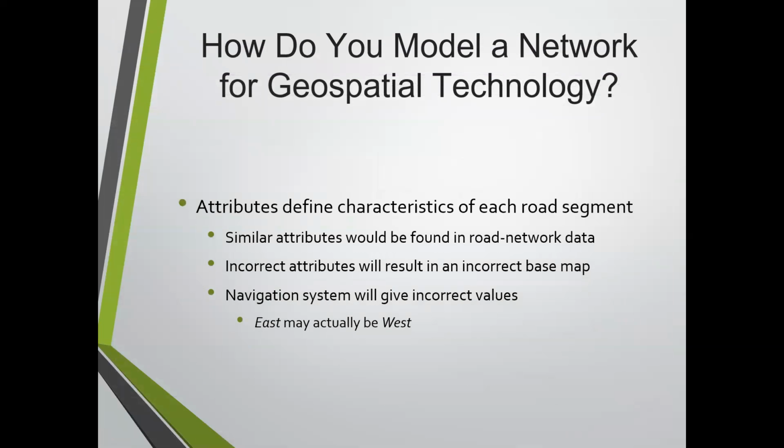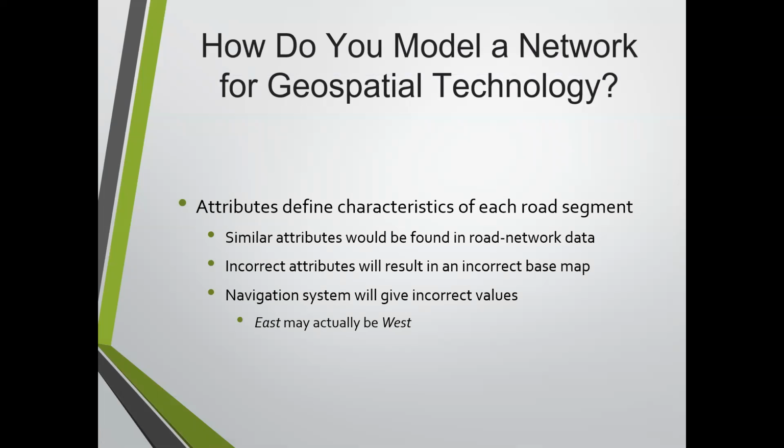Okay, so your attributes define the characteristics of your road segment. You would have similar attributes found in typical road network data. Any incorrect attribute is going to give you problems in your searches. That doesn't necessarily mean you got an incorrect base map in terms of the actual picture. The vectors might be fine where they're located, but if you have incorrect attributes associated with them, that's going to give you problems.